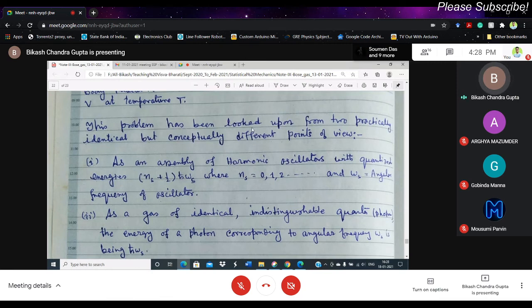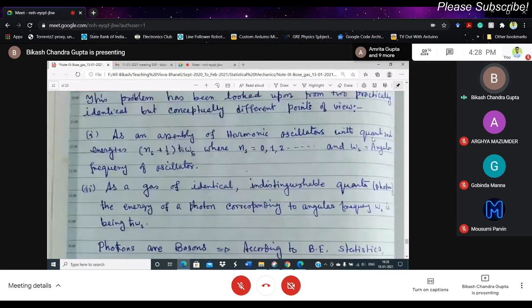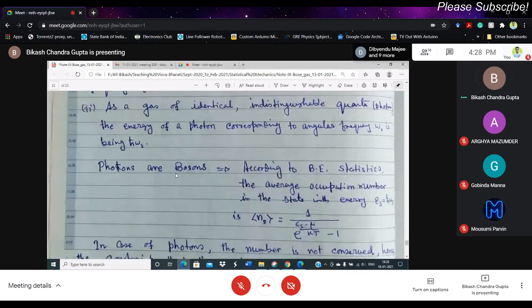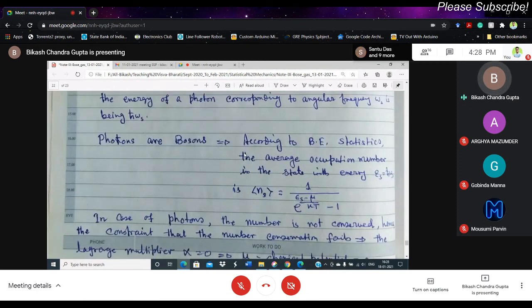Actually, this problem has been looked upon from two practically identical concepts. Number one, as an assembly of harmonic oscillators with quantized energies. And number two, as identical indistinguishable quanta, that is photons, the energy of a photon corresponding to angular frequency omega. Photons, light actually, are bosons, because they have integral spin, and they have quantum characteristics.